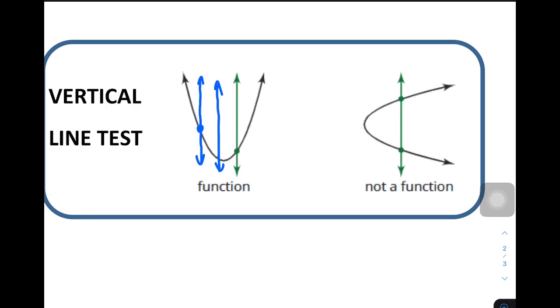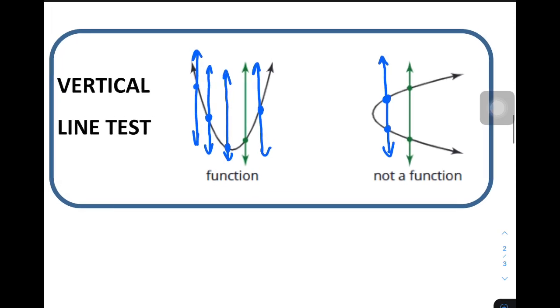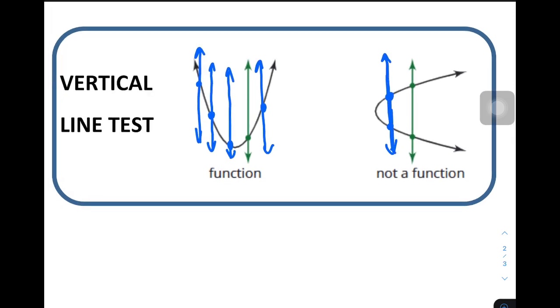So notice I put all these vertical lines, and each time I put one, how many times is it touching the graph? It only touches it once. And what that means is that each input has exactly one output. So this right here is a function. However, if I look at this one over here, notice if I put a line going up and down, a vertical line, it touches twice. So this input, this line going up and down, has two outputs. So that's not a function. This is not good.